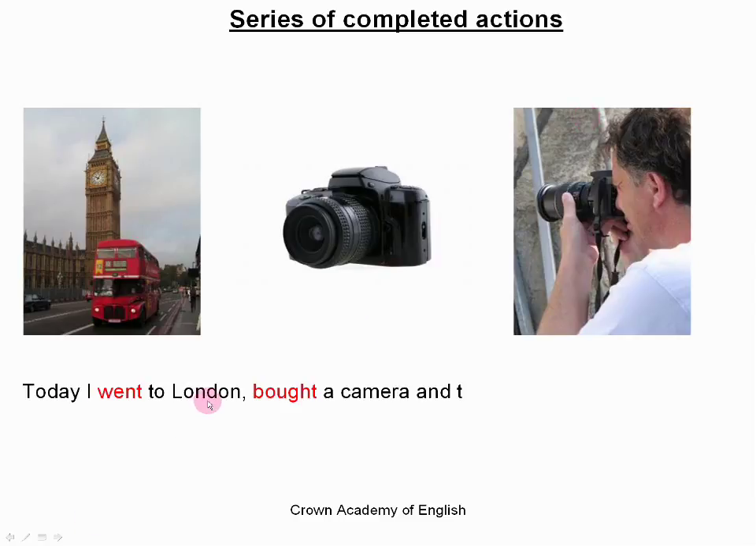Today, I went to London, bought a camera, and then took some photographs. Okay, so we can see we have the subject, I, and then we have a list of completed actions, all in one sentence. And each verb is in the past simple. So this is the past simple of go. This is past simple of buy. And this is the past simple of take. So they are irregular verbs.